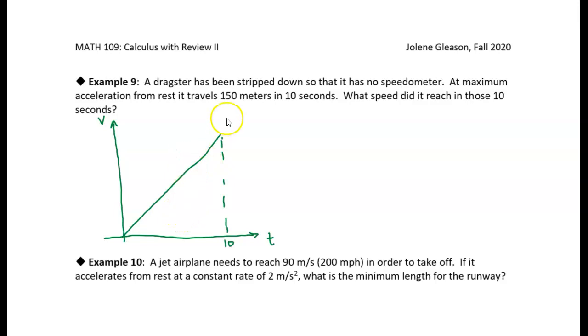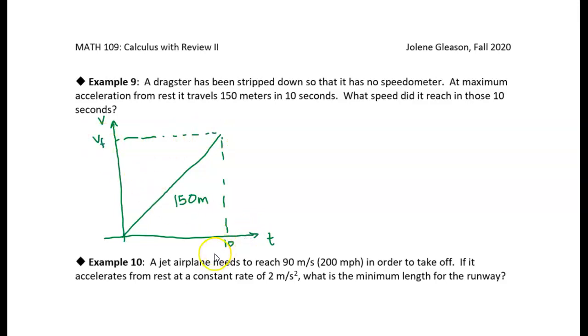So what we're being told there is the area. We're being told that the area under this curve is 150 meters, right? Because we've determined that the distance, or the displacement, is the area under the velocity curve. And what we want to know is what is this final velocity here?